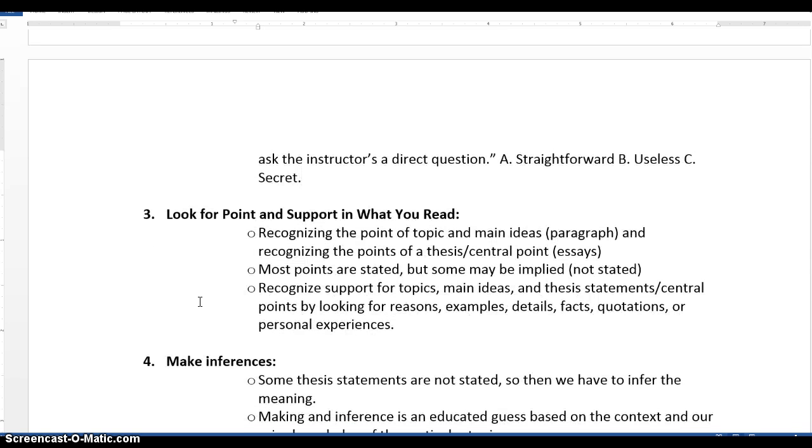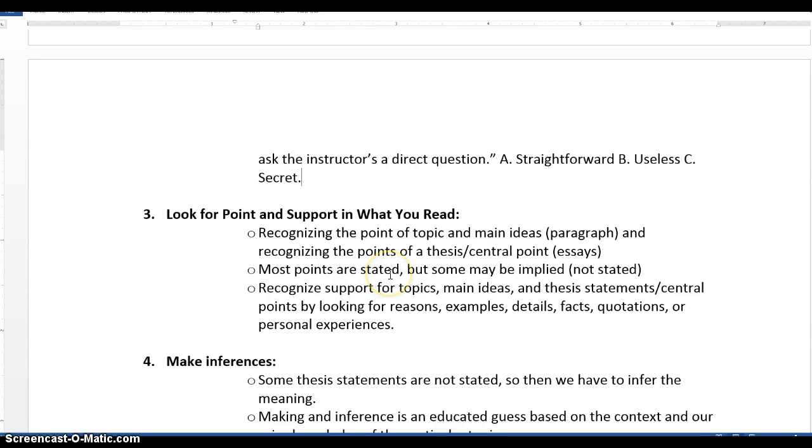Number 3, look for point and support in what you read. When you're reading a paragraph, you want to look for the topic sentence or the main idea. If you're looking at an essay, you want to find the thesis or the central point.